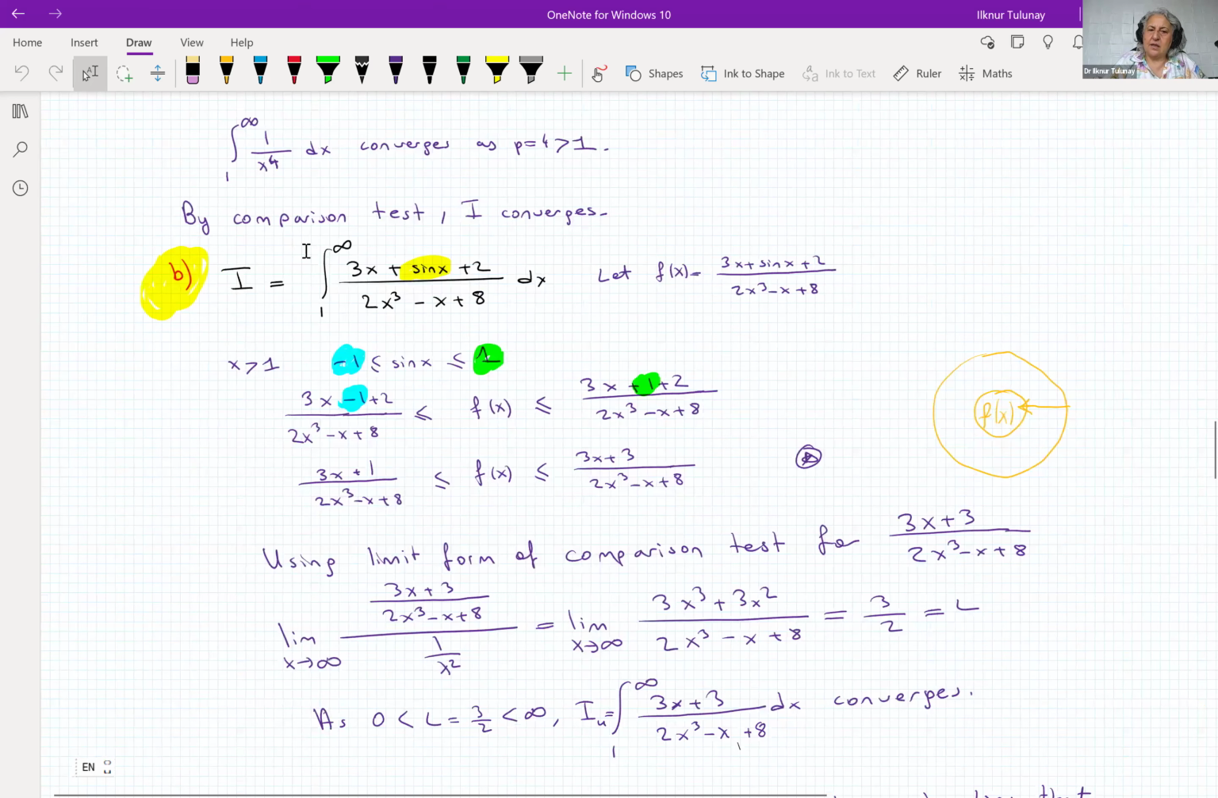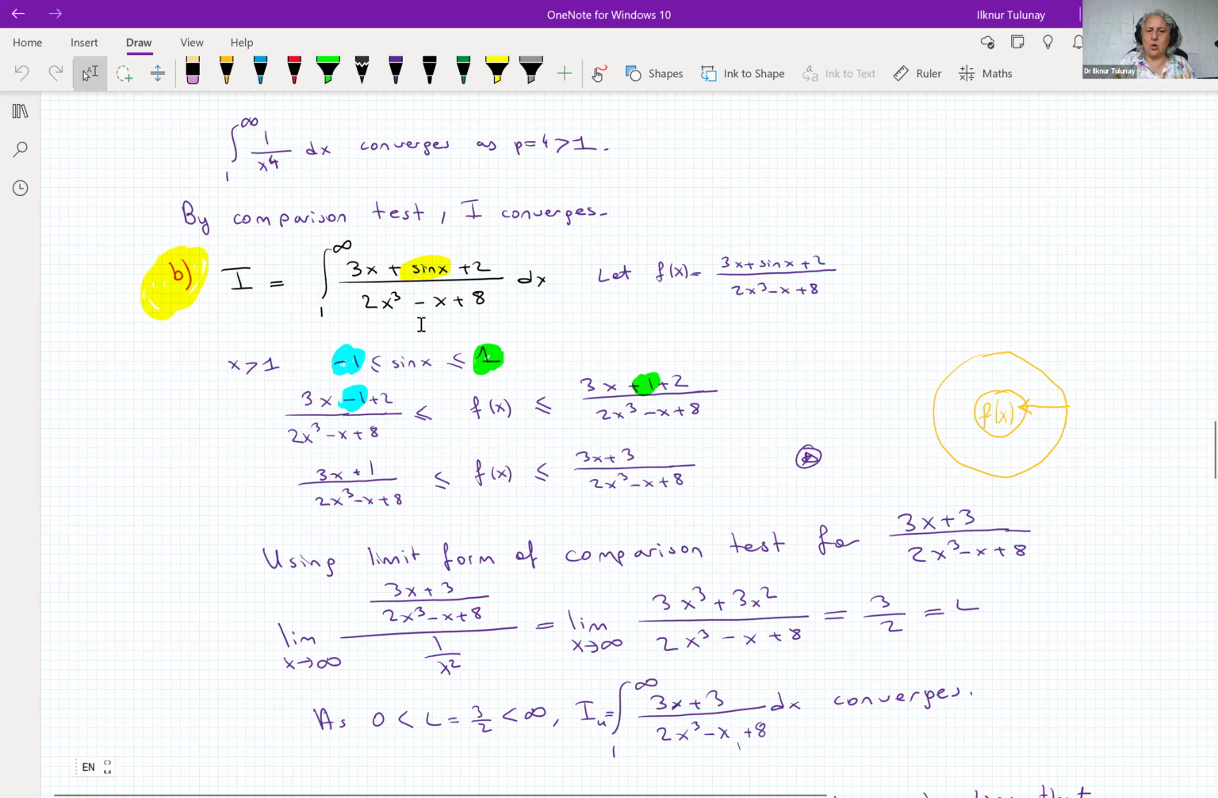And now this is part B. We have this function. Now we have a sine here, so we want to compare things. So what is the boundary? For the sine, it is between -1 and +1. That's what we always need to remind ourselves. If we use this inequality, because we know that x is bigger than 1, because the integral goes from 1 to infinity, so x is bigger than 1, this is always true.